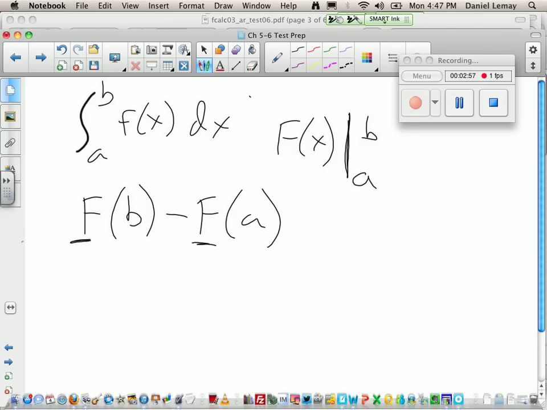Some of you seem reluctant to use this vertical line and then write the two bounds there. Please start doing that. It'll help you out and communicate to the readers what you're doing. But this is the fundamental theorem of calculus, one part of it.